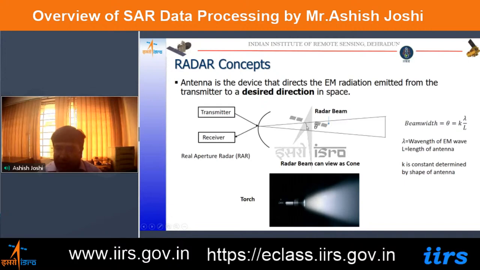This angle is given by theta, and it is called the beam width. This beam width is calculated through the formula k lambda by L, where lambda is the wavelength of the electromagnetic radiation, L is the length of the antenna, and k is the constant which is determined by the shape of the antenna. So in the radar we have two components, transmitter and receiver, and the beam width is given by the formula k lambda by L.